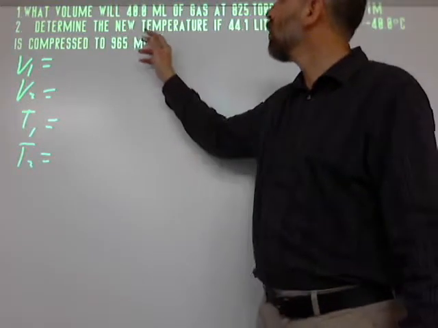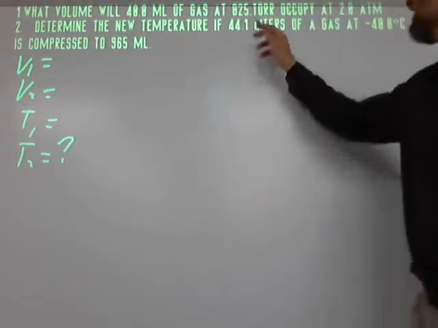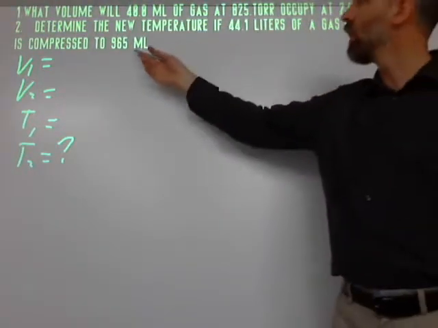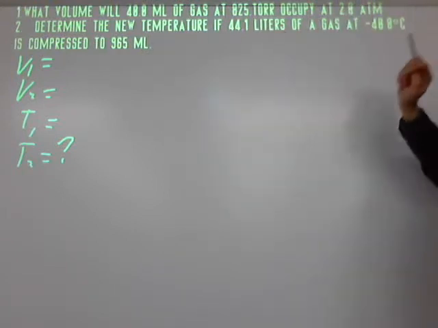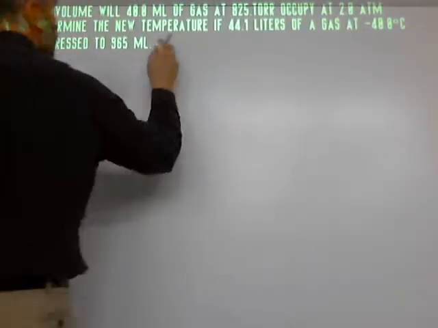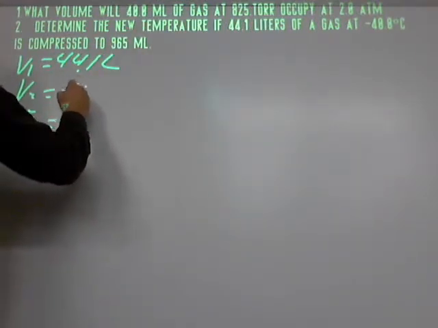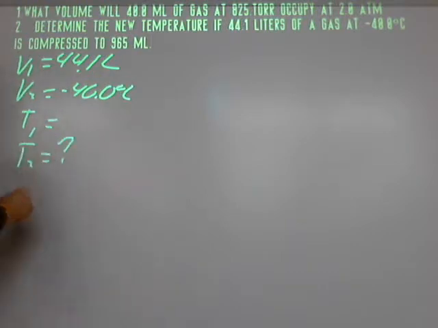Here it says determine the new temperature. Obviously, I'm looking for the temperature. If this volume of a gas at this temperature is changed to this, so this must be your V1 and that must be your T1. Your V1 is 44.1 liters. Your T1 is negative 40.0 Celsius.